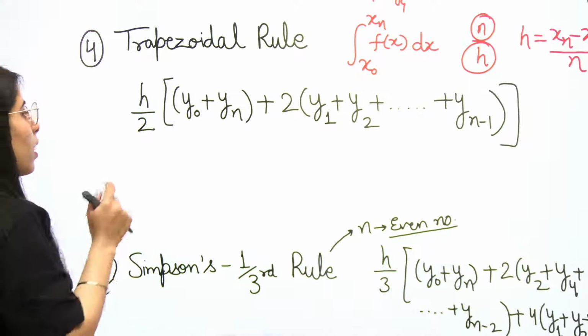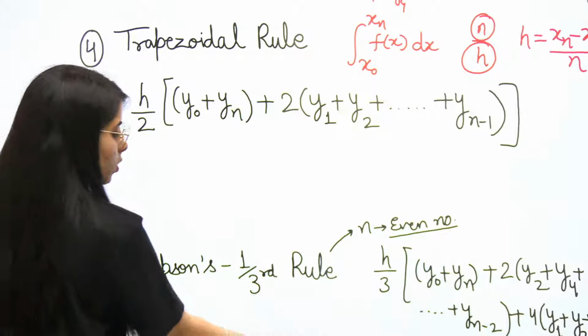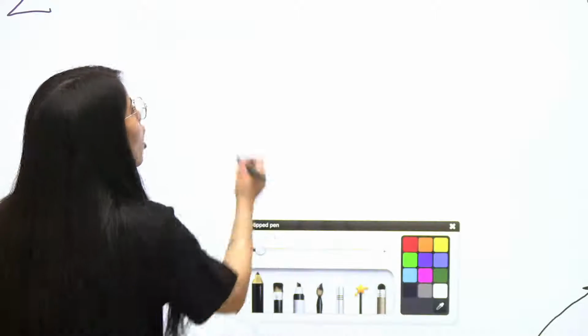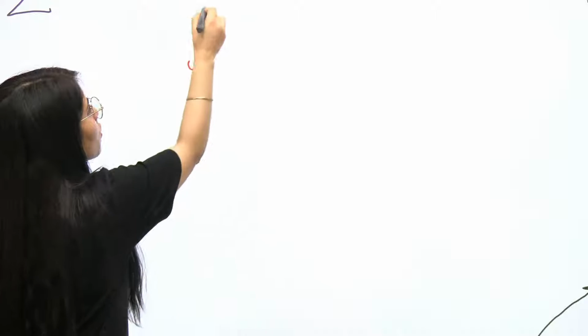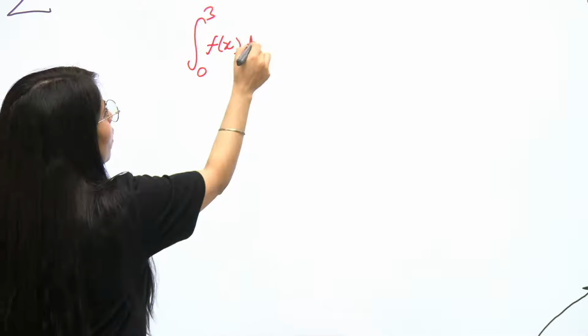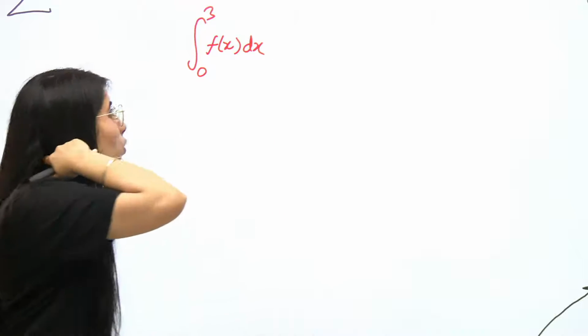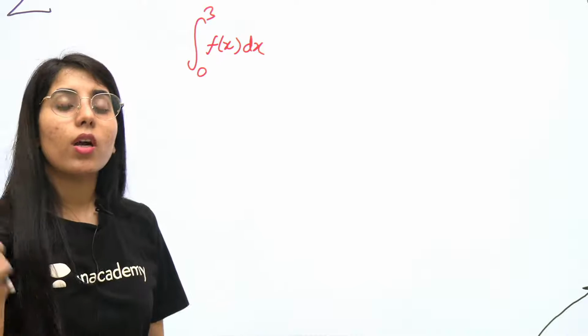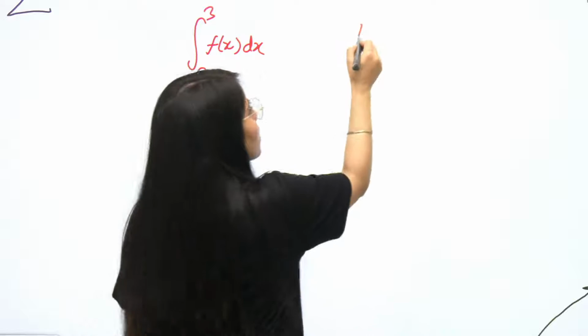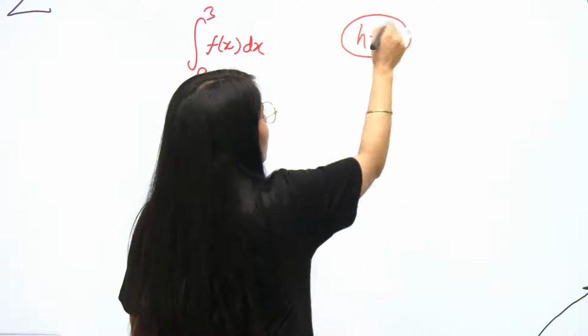Let's talk about it. So if they are saying okay 2 steps you need to take or 4 steps you need to take, what I mean by the 2 or 4 steps, have a look at this. For example, integration 0 to 3 has been given, okay, and some function is there and dx is there. So they have given you that okay you have to take the step size 1. So they have given you h is equal to 1, that is the step size.